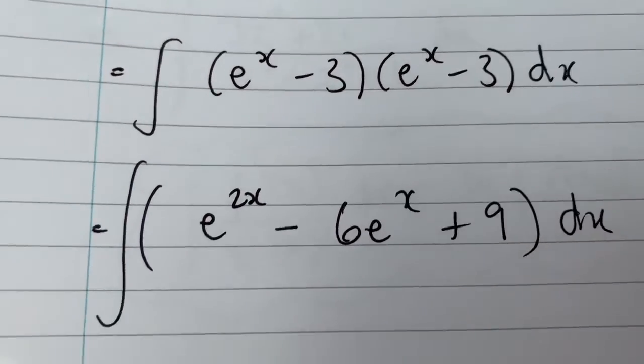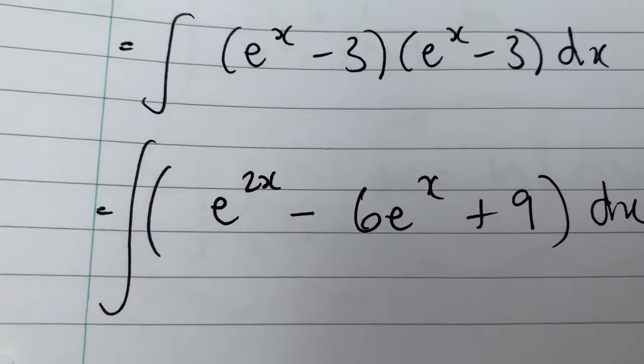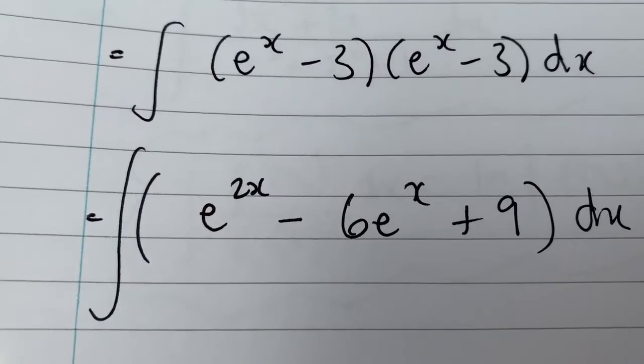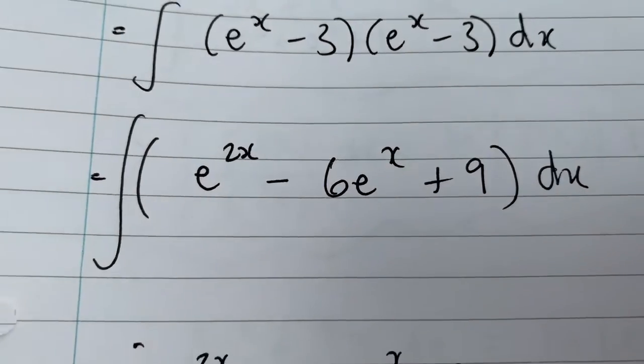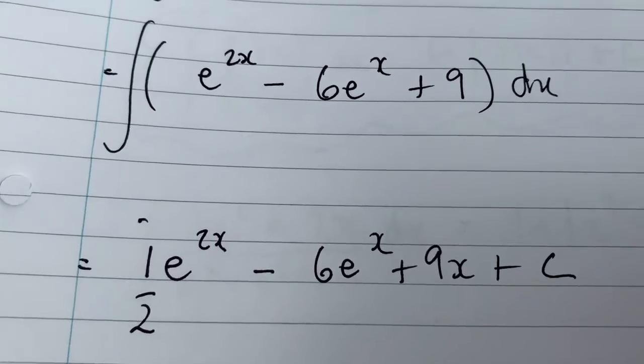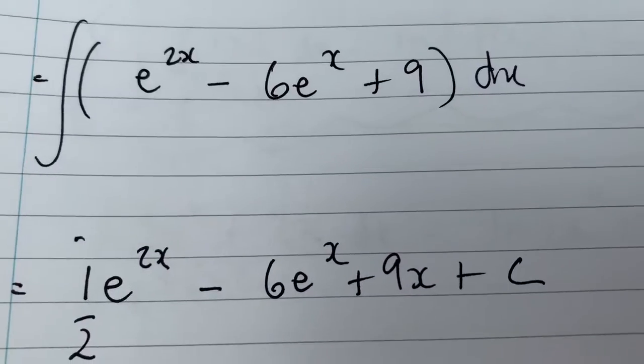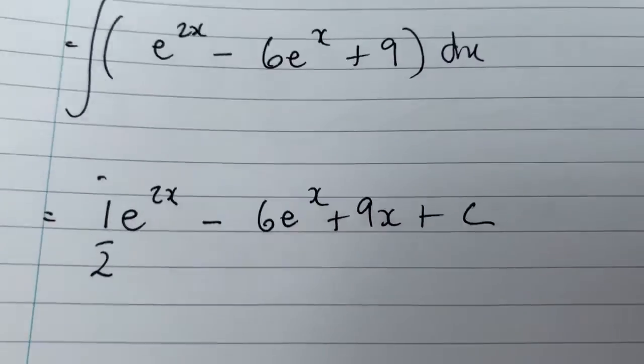So square it, just be careful, remember e to the x times e to the x is e to the x all squared, or e to the 2x using your laws of indices. And then you've got a straightforward integral where you divide by the derivative of your exponential power. And when you integrate exponentials, the powers stay the same.